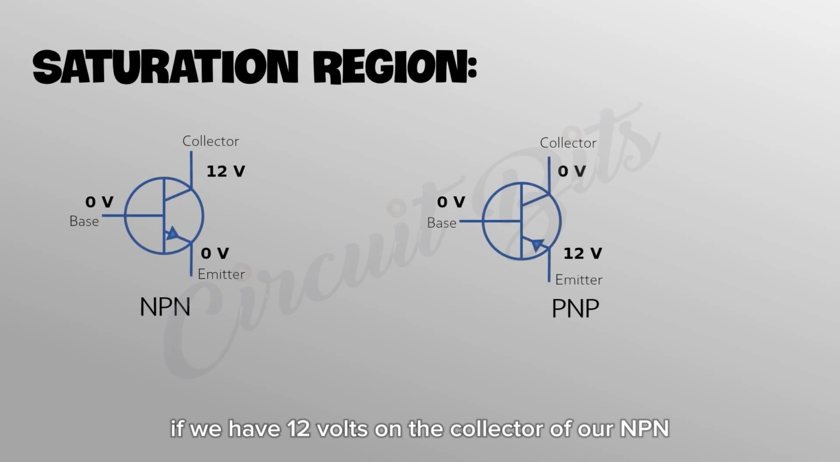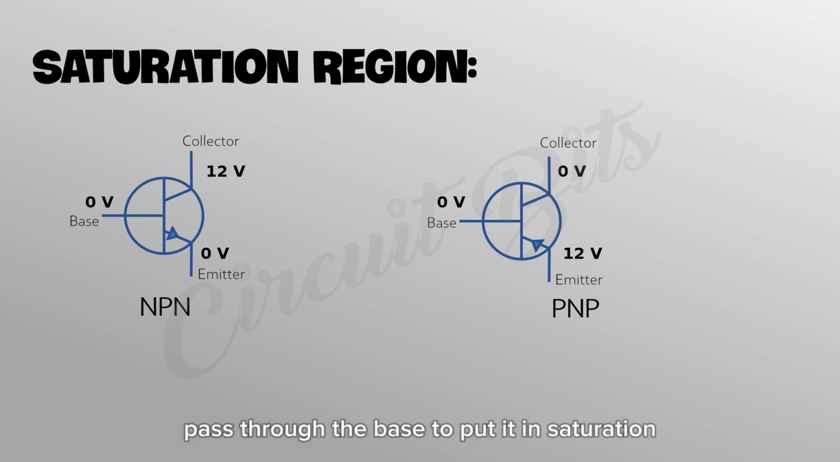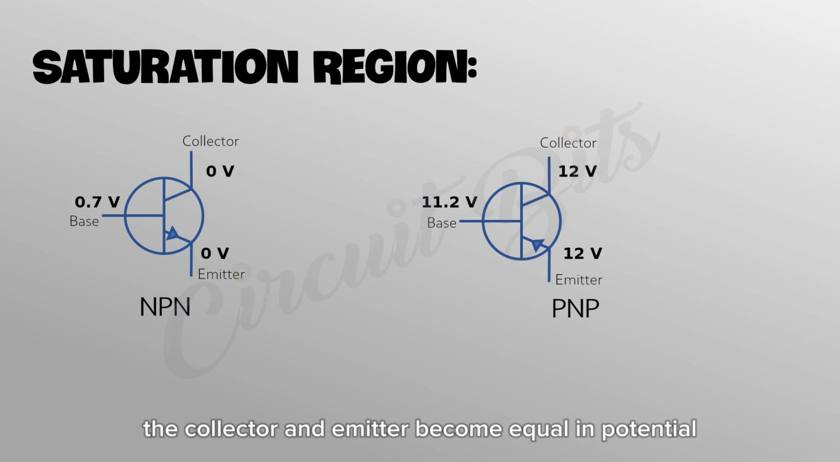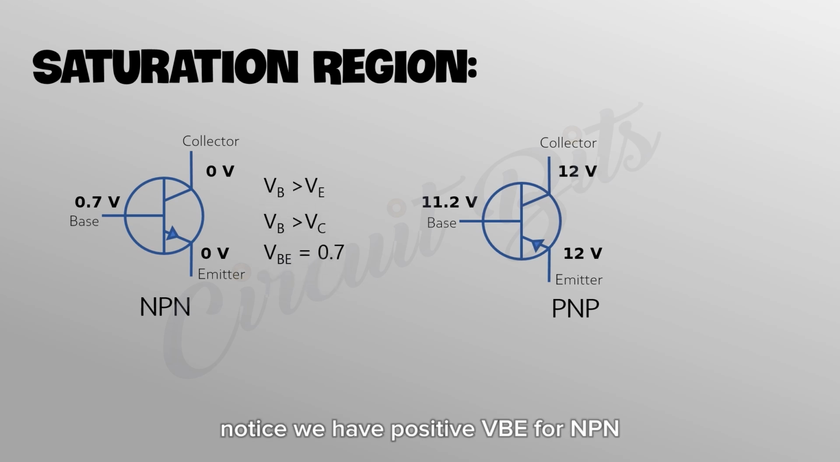If we have 12 volts on the collector of our NPN and emitter of our PNP and a small voltage is placed, and currents pass through the base to put it in saturation, we will notice for both NPN and PNP, the collector and emitter become equal in potential. For the NPN, our collector voltage disappears, taking up the voltage of the emitter with current flowing from collector to emitter, while for the PNP, the collector takes up the voltage of the emitter with current flowing from emitter to collector. Notice we have positive VBE for NPN and negative VBE for PNP, and we mean the base emitter voltage.